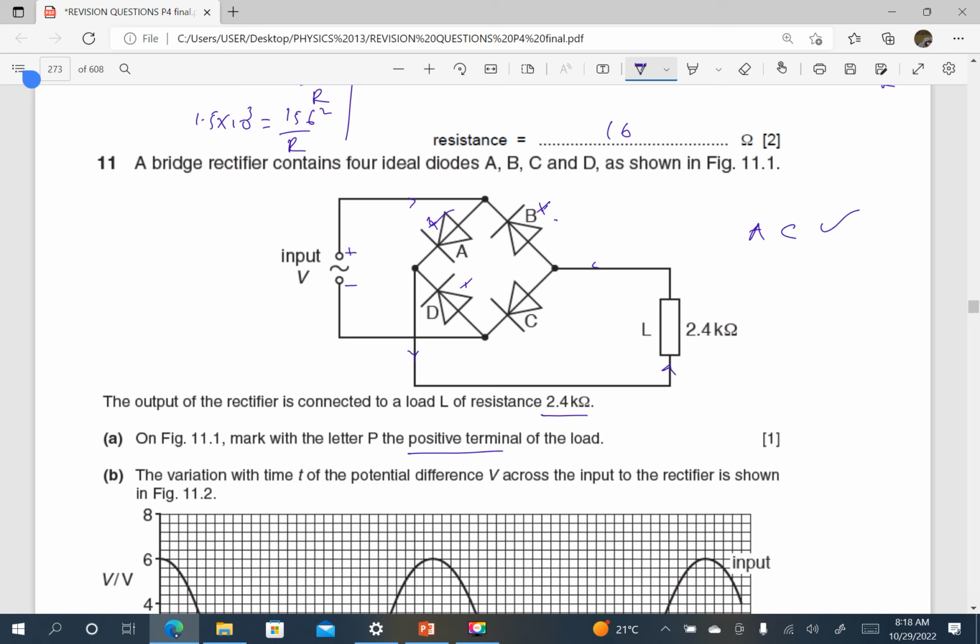In the second half cycle, this becomes positive and the other one becomes negative. So current is now flowing in this direction. C cannot conduct, D conducts. When D conducts, it can't take that route, so it enters from the bottom. Then B conducts. So it is D and B conducting in the second half cycle. In all cases, it's entering from the bottom. So we mark a point at the bottom and label it P as required. Positive is down, negative should be up.